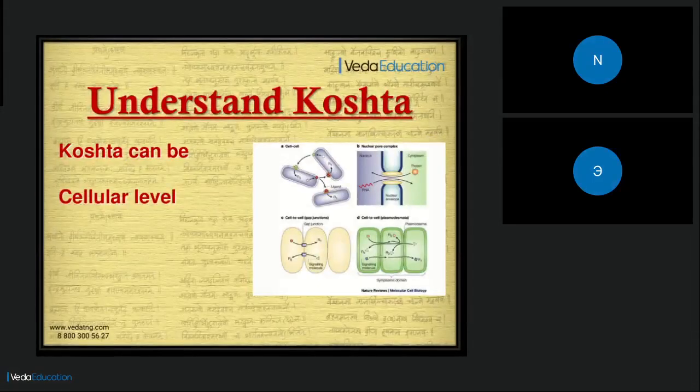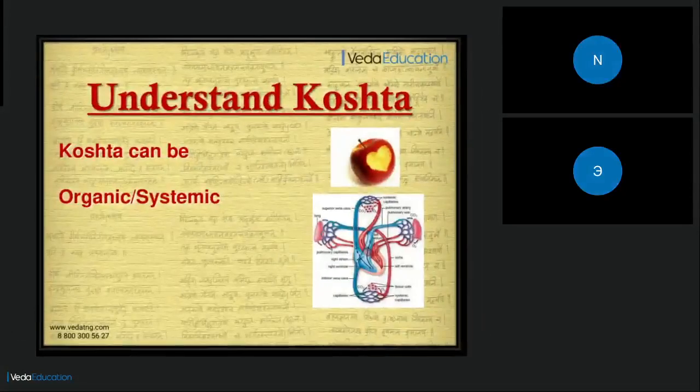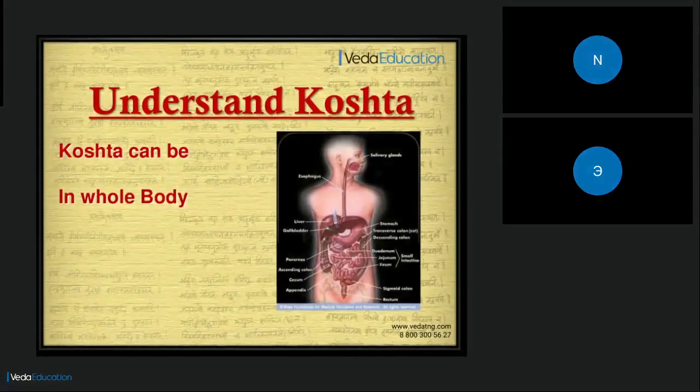And again, the understanding of kosta can be in multiple levels. It can be a cellular level kosta also. It can be like an organ. Kosta can be an organ, or it can be a system, totality. Or the whole body can also be considered as a kosta. That means kosta means that which is a receptor of things from outside.